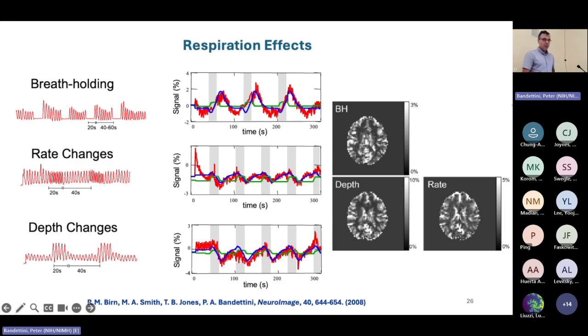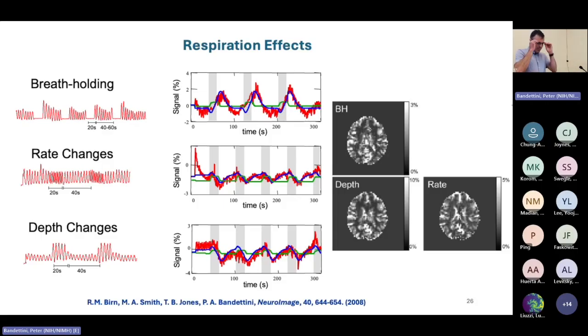You don't need anything special. You don't need to do a breath hold, which is yet another perturbation, a little bit harder to do. You don't need gadolinium. You don't need breathing CO2 or anything like that. You can just tell them to breathe in certain ways and keep track of it.